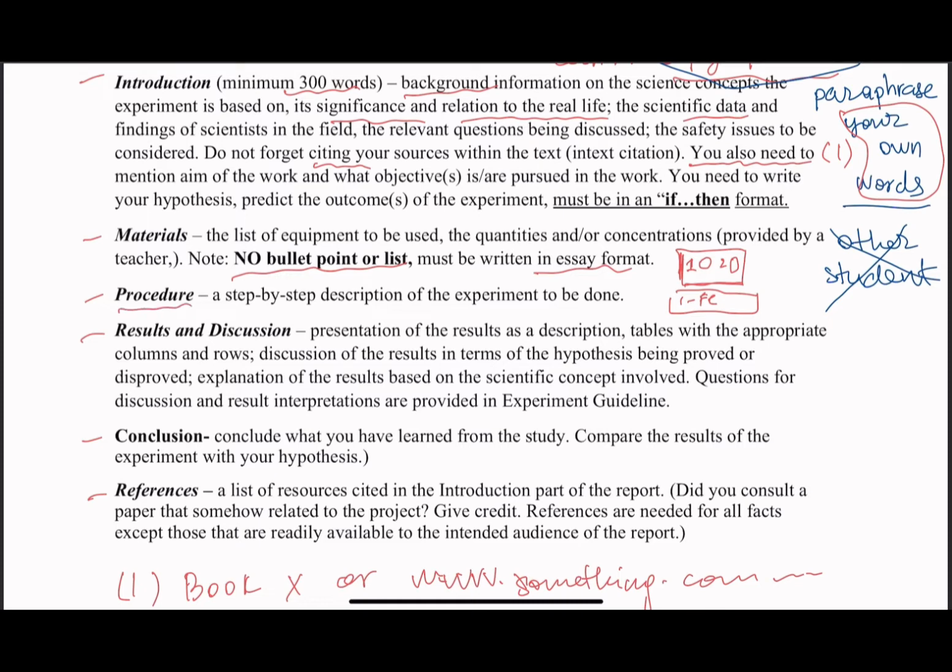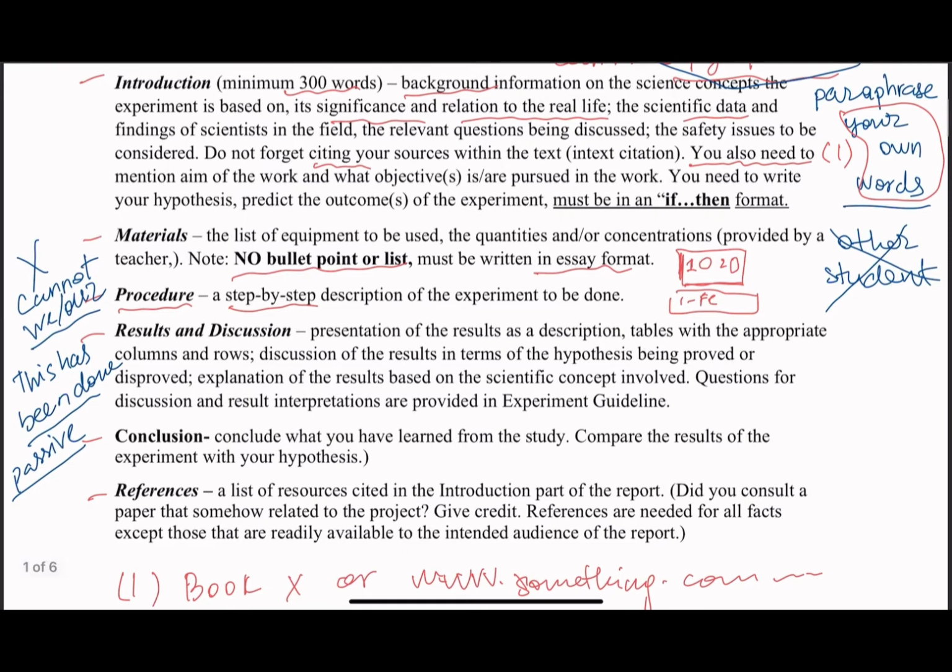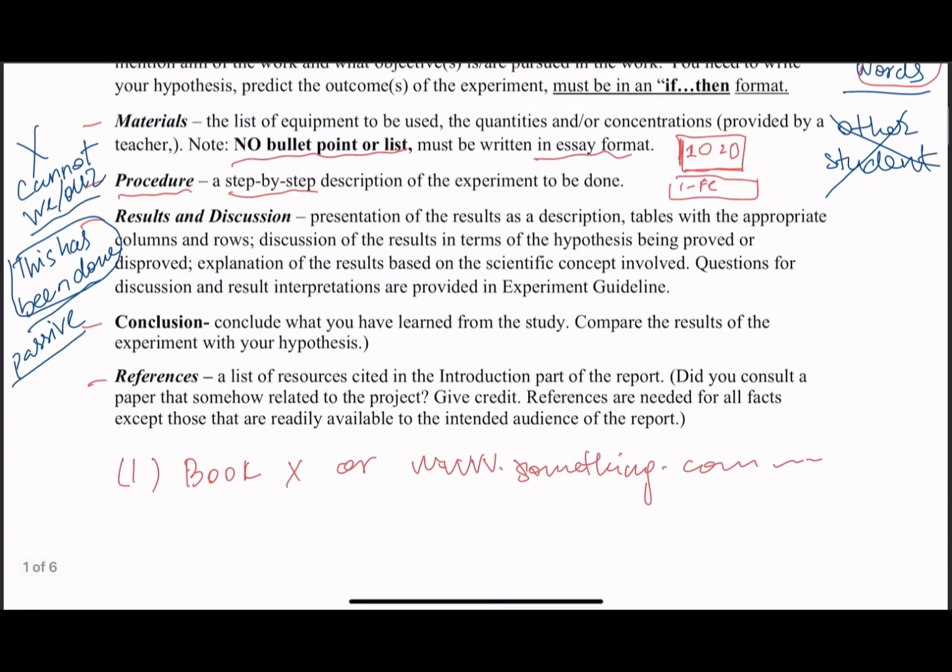For your procedure, you need to write down everything that we did step by step. But you cannot use "we" or "our." You cannot say "we did this" or "our team did this." You need to say that this, for example, has been done. You need to speak from a third-person perspective, in the passive voice. You need to say this has been done by the group, or this has been performed. You need to use this idea.